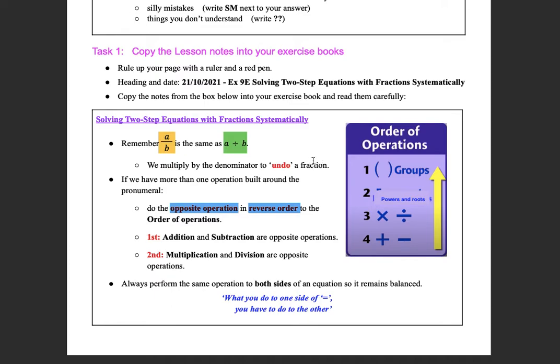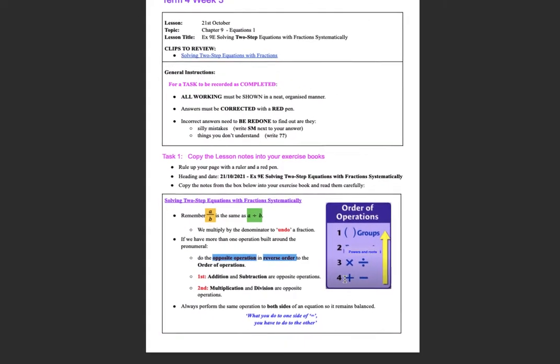And to undo a fraction, we actually need to multiply by the denominator number, okay? If we have more than one operation built around that pronumeral, so around that letter, like A or B, we do the opposite operation in reverse order for the order of operations. So instead of BODMAS, we do SAMDOB, okay? So remembering that you do addition and subtraction first, we do multiplication and division next, powers and roots, then on to any groupings last. And remember, when we are doing our equations, anything that we do to one side of an equation, we absolutely have to do to that other side of the equation.